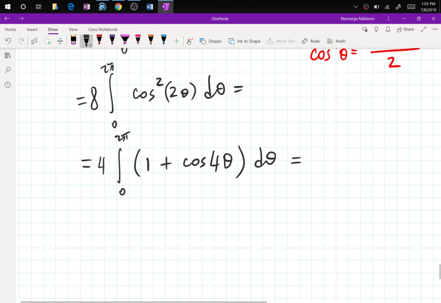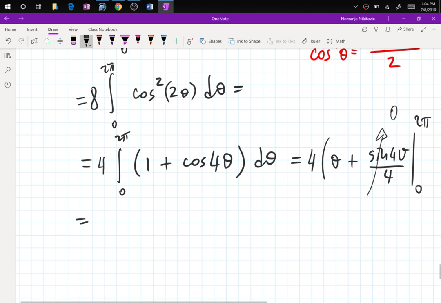And now, when you integrate this, we get 4 theta plus, the integral of cosine is positive sine, so sine 4 theta over 4, computed from 0 to 2 pi, and now it's just arithmetic. Please note that both of these sine terms will die when you put in 2 pi. Every integer value of pi, including 0, for sine is 0, so they all die. You have 4 times theta, 2 pi, which is 8 pi minus 0, is 8 pi. So the surface area of the flower cookie is going to be 8 pi.